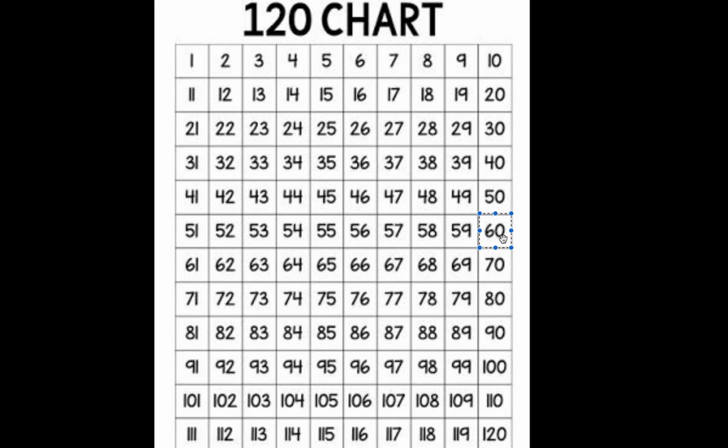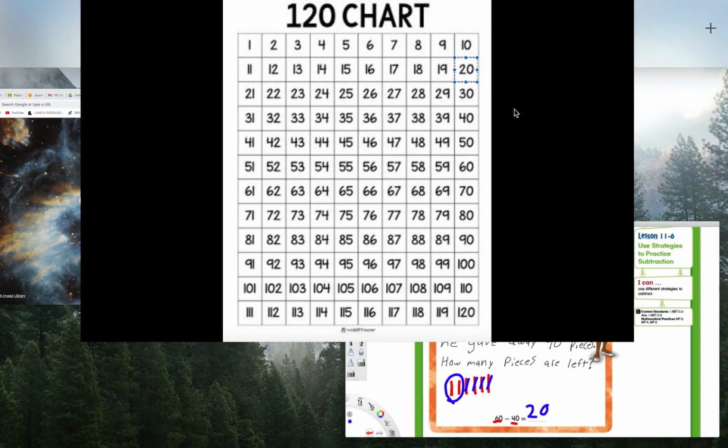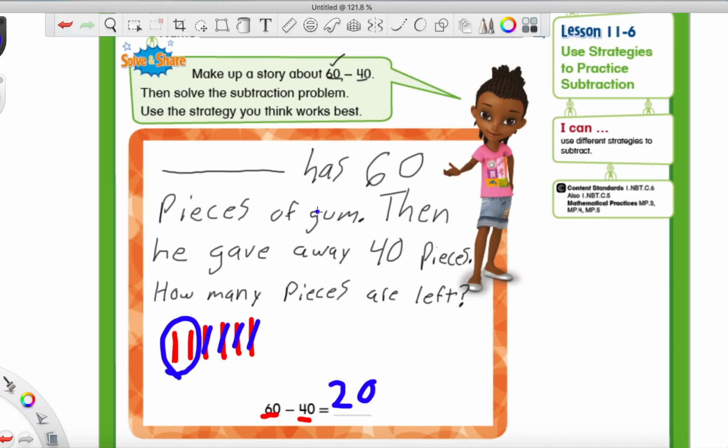So let's go ahead and do that, and we can count by tens. So when we count to 40, we will stop. 10, 20, 30, and 40. And we still get 20. Either way you want to do it, guys, that is a-okay. All right, so let's go ahead on to the next page and do some more practice problems.